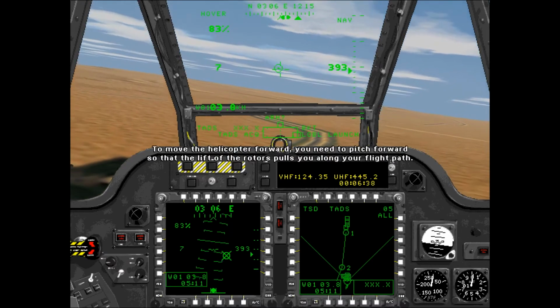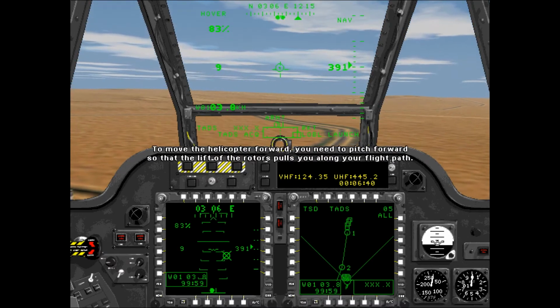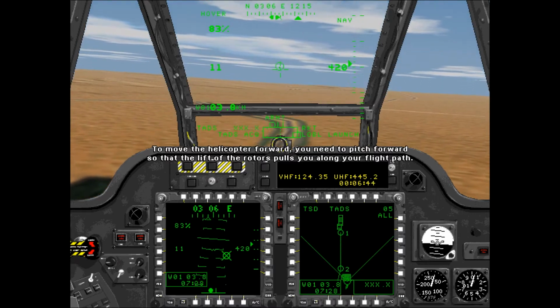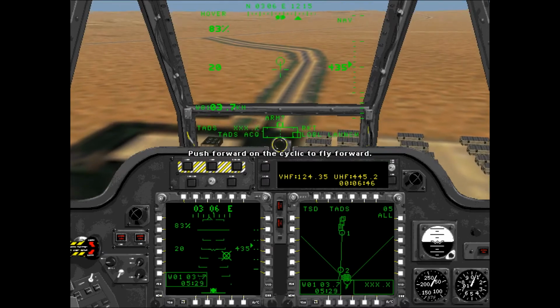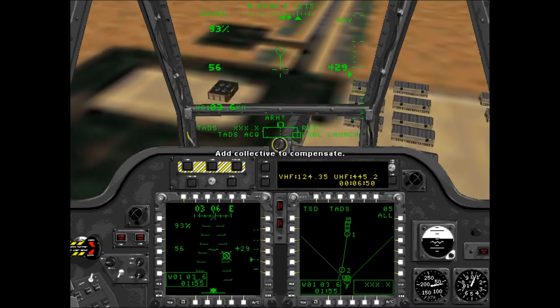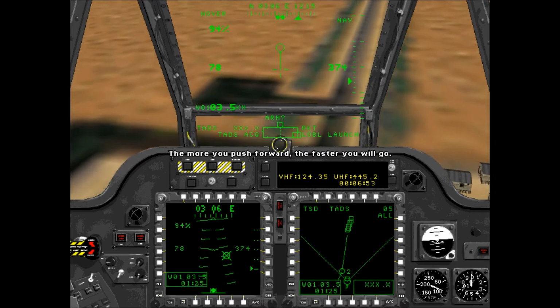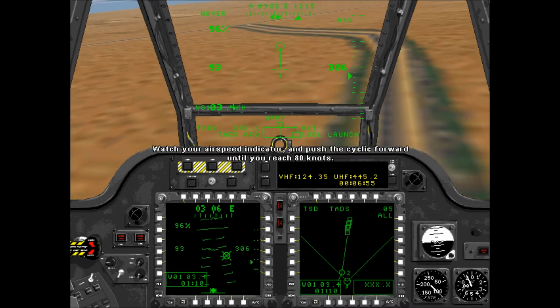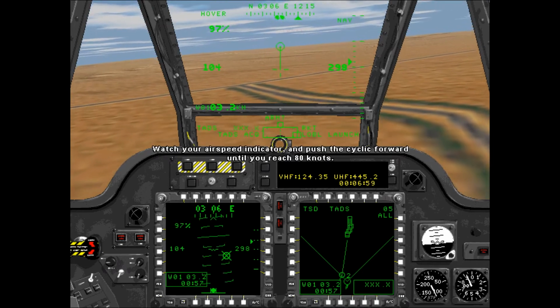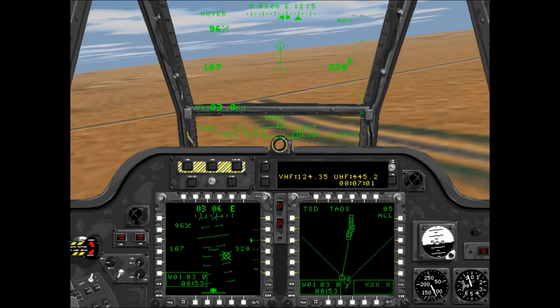That's got it. To move the helicopter forward, you need to pitch forward so that the lift of the rotors pulls you along your flight path. Push forward on the cyclic to fly forward. Add collective to compensate. The more you push forward, the faster you will go. Watch your airspeed indicator and push the cyclic forward until you reach 80 knots.